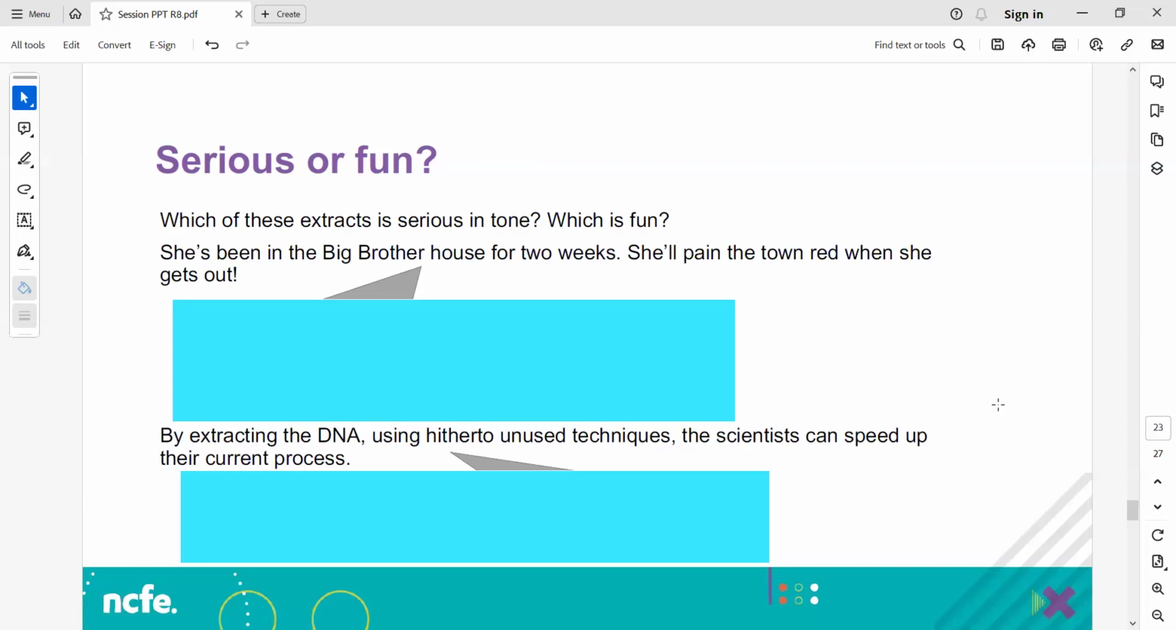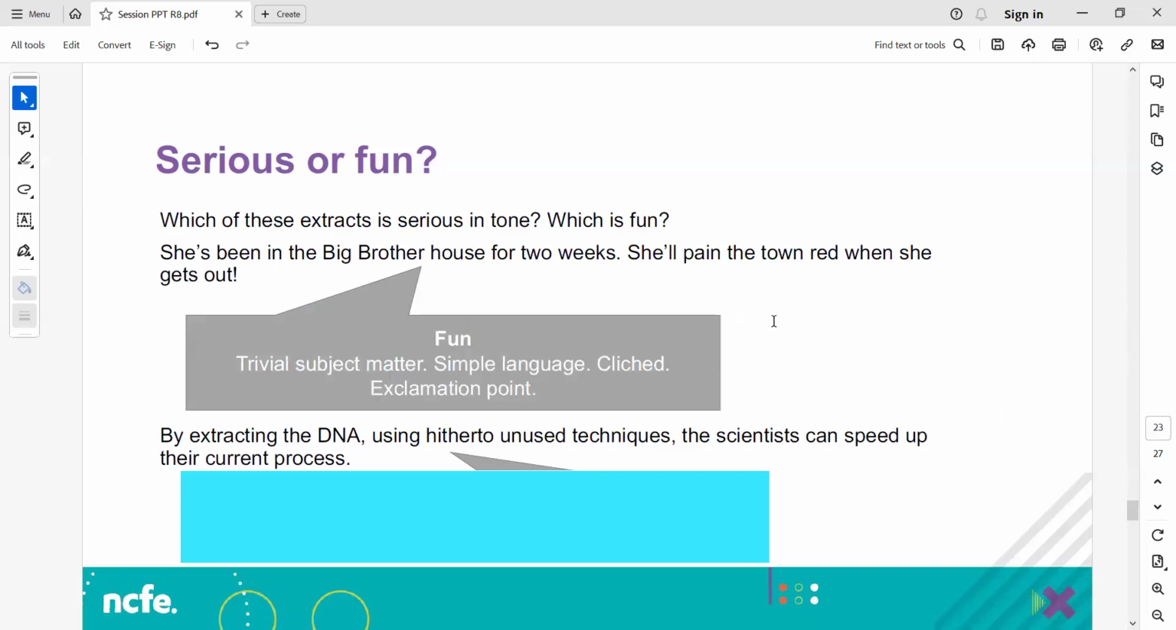So which one's serious, which one's fun? The first one is fun. Good. And what tells us it's fun? It's talking about having a good time, Big Brother, and when she comes out, she will paint the city red. Exactly, yeah. We've also got the punctuation, the exclamation mark at the end. An exclamation mark wouldn't really be seen in a serious piece.